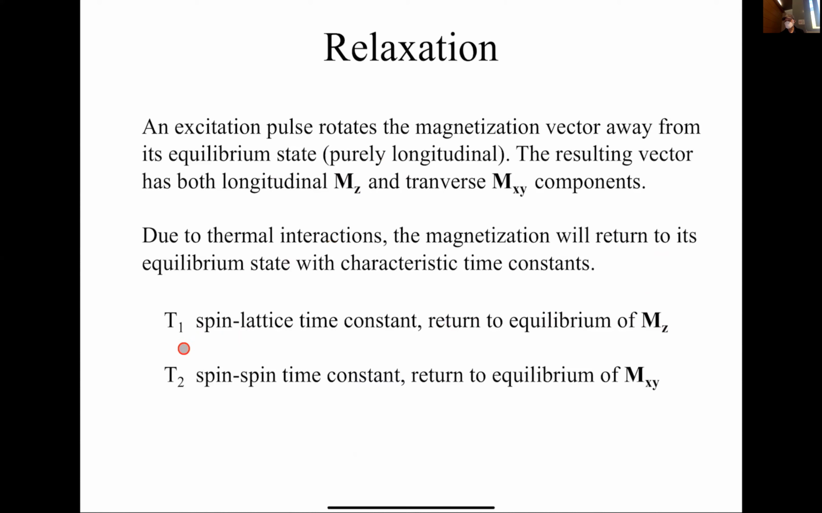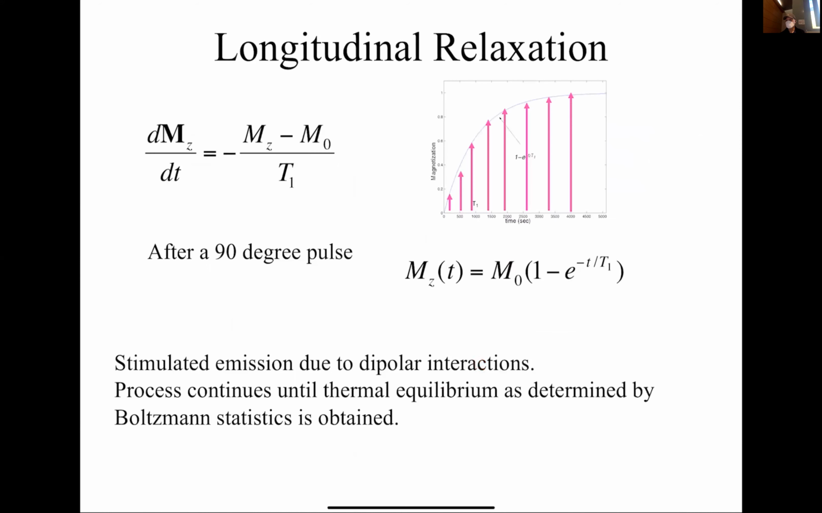And then the other time constant we have is T2, which is known as the spin-spin time constant, and that governs the return to equilibrium of Mxy. Okay, so T1 governs longitudinal relaxation. T2 governs transverse relaxation. So it's good to keep those two separate in your mind. So let's look at longitudinal relaxation first.